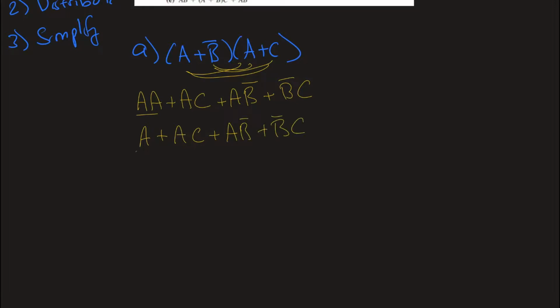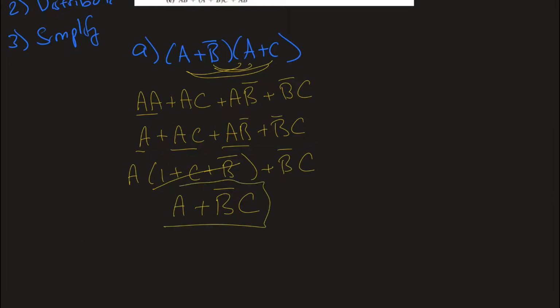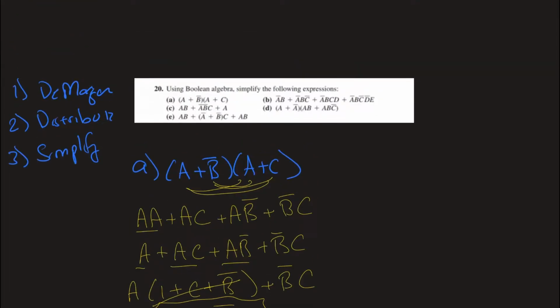Remember now, whenever I see a letter by itself attached to other stuff, that should immediately let me know I can pull that letter out. And so if I do that, I have A, 1 or C or B naught, or B naught C. And remember, if I have anything ORed with 1, that whole thing goes away. And so that leaves me with A or B naught C. So that is our final answer for the first one. Let's try the next one.